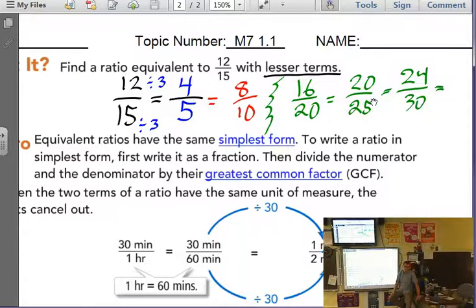Any questions? Be careful when it asks you about lesser terms. Do not just think about the division. Divide down to lowest and then think about multiplying up.